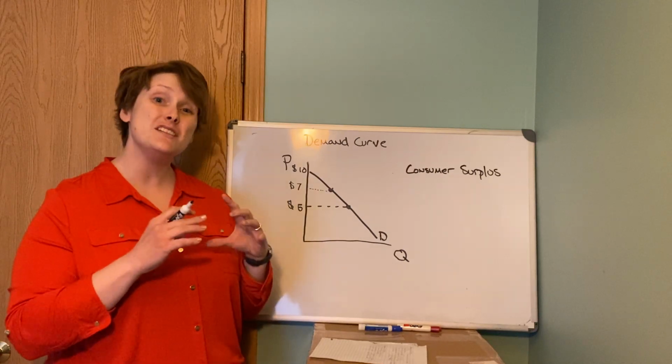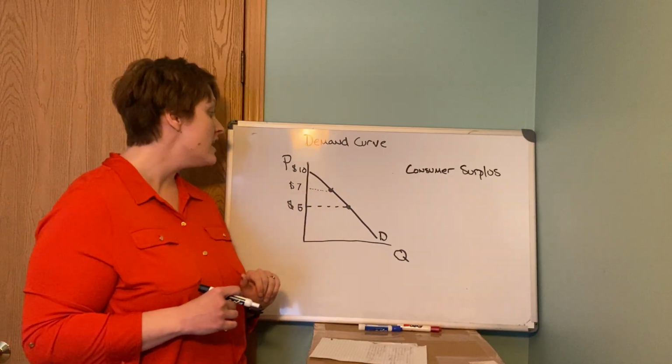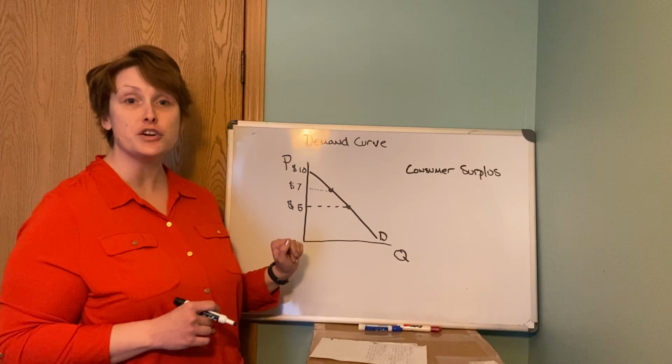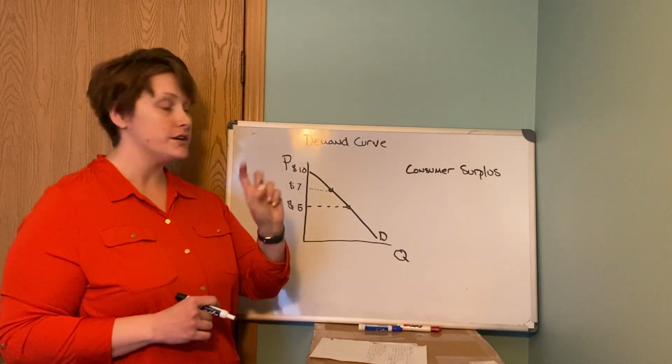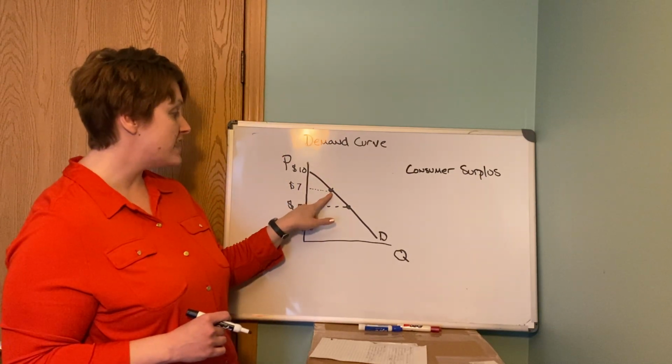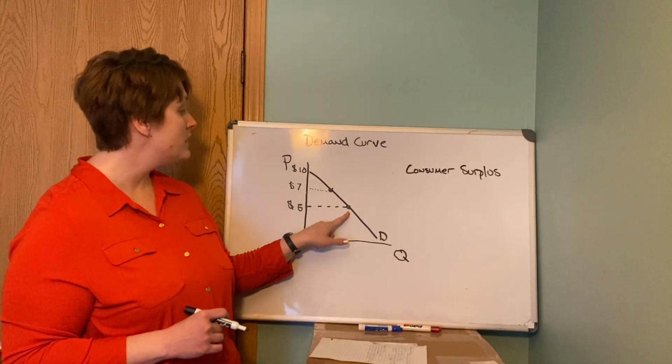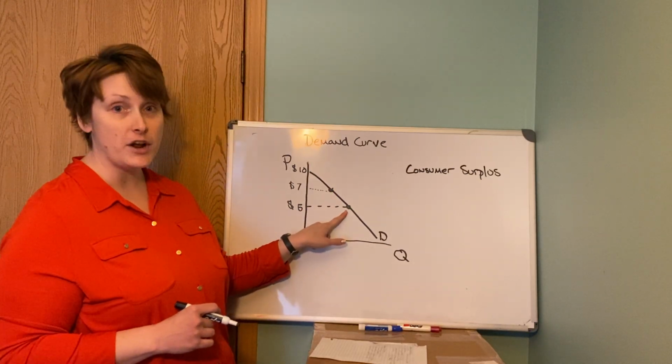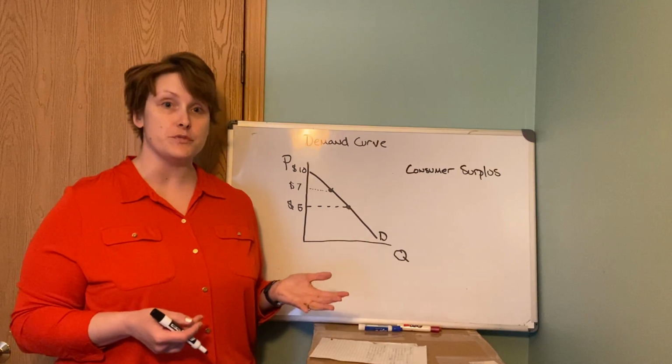So that is on an individual level. Call this consumer A. Consumer A's consumer surplus would be $2. Willing and able to pay $7, only has to pay $5. So consumer A gets to pay the market price and gets $2 of consumer surplus.